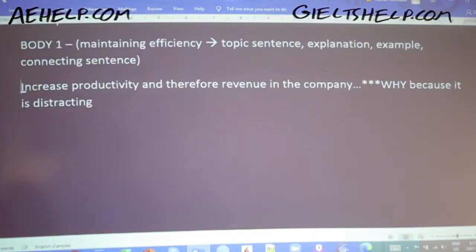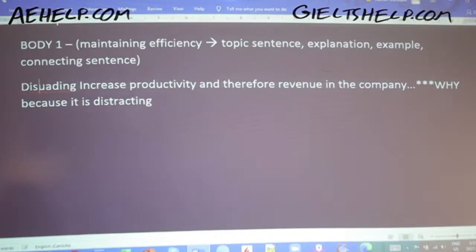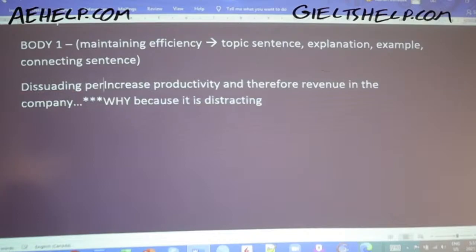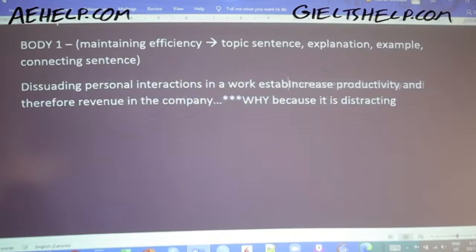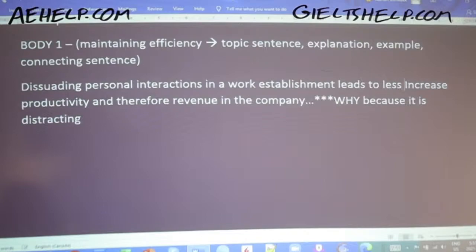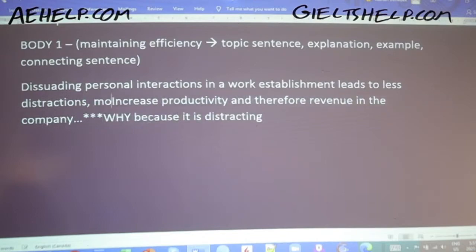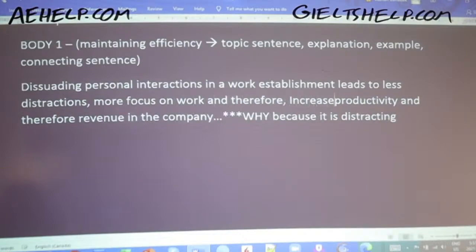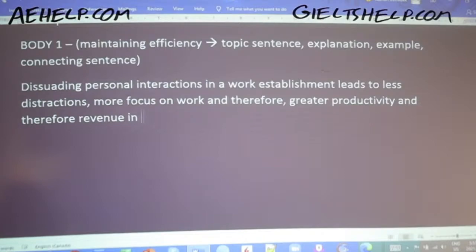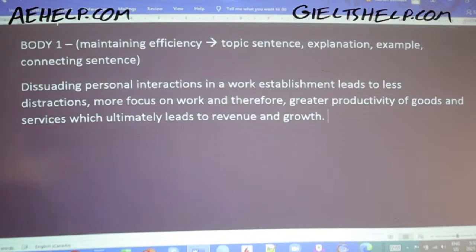So, dissuading personal interactions in a work establishment leads to less distractions, more focus on work, and therefore greater productivity of goods and services, which ultimately leads to revenue and growth. Okay, so that would be your ideal topic sentence.